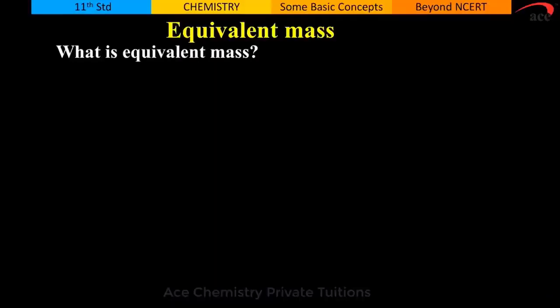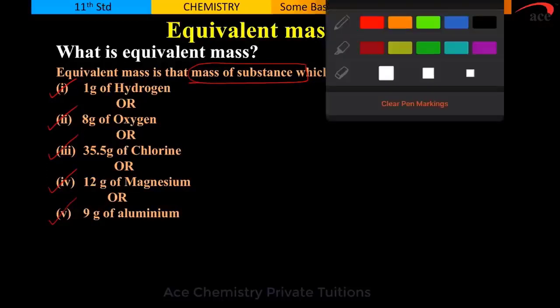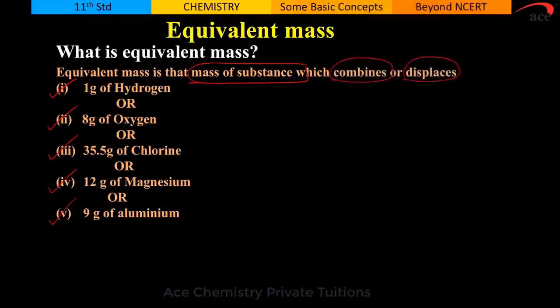Equivalent mass, a specialized mass, something related to atomic mass and molecular mass. But what exactly is equivalent mass? Is that mass of the substance which combines or displaces 1 gram of hydrogen or 8 gram of oxygen or 35.5 gram of chlorine, 12 gram of magnesium, 9 gram of aluminium.